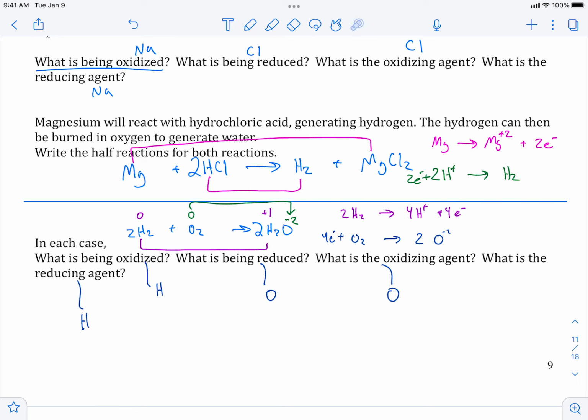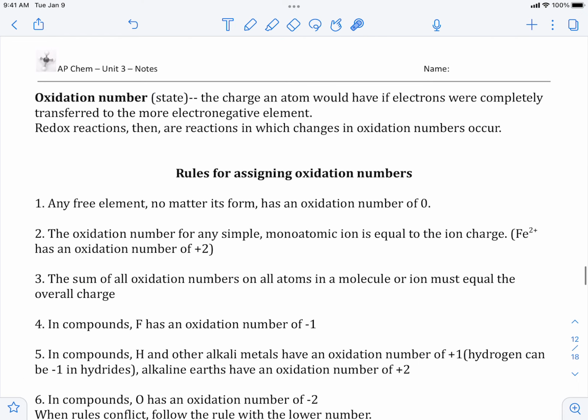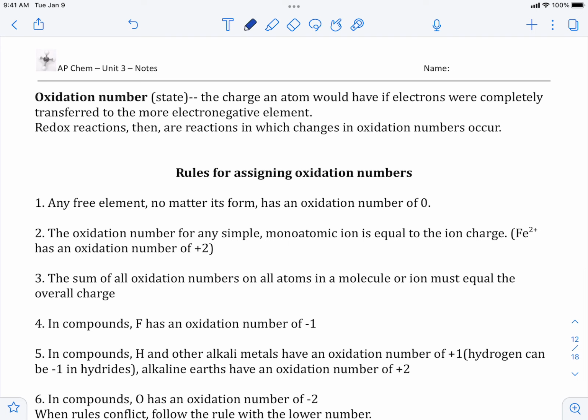Okay, I know I kind of glossed over where we got these charges from, but remember, for now, you can just use the charges from your chart sheet, right? If you forget what a charge is, just look it up. Okay, new term, kind of, not really. Oxidation number is simply the number that we were calling charge all along. So it's the charge an atom would have if its electrons were completely transferred to the more electronegative element. So we know it as charge. In any redox reaction, we expect changes in oxidation number because whenever electrons are removed, charges will change.